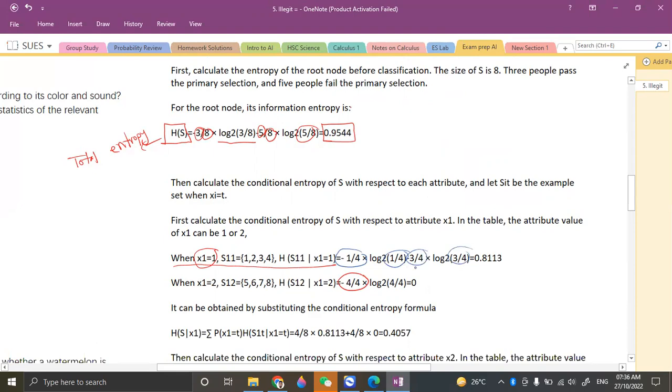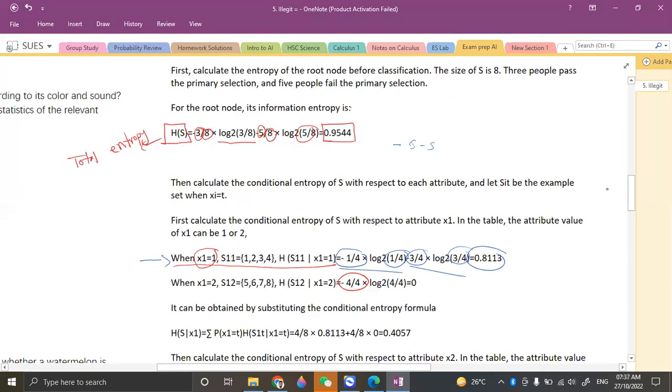You can write down either this one first or this one later. The order doesn't matter here because both of them are minus, right? Minus something, then minus something. So they both are the same, right? So we have completed this part, and the answer will be 0.8113.